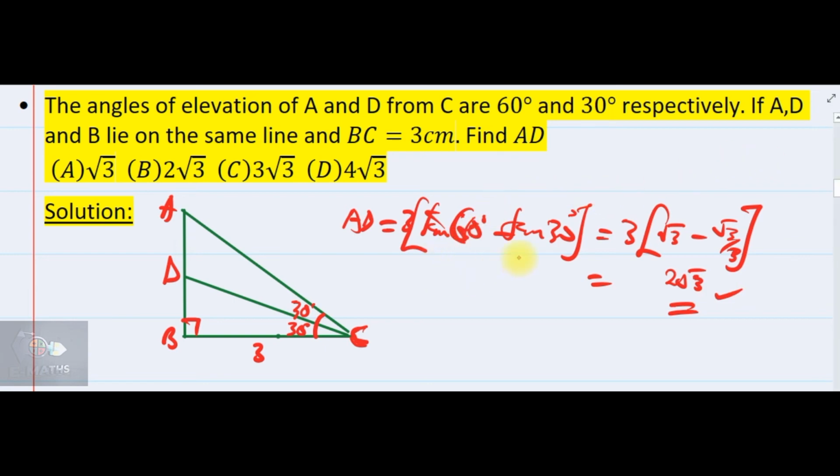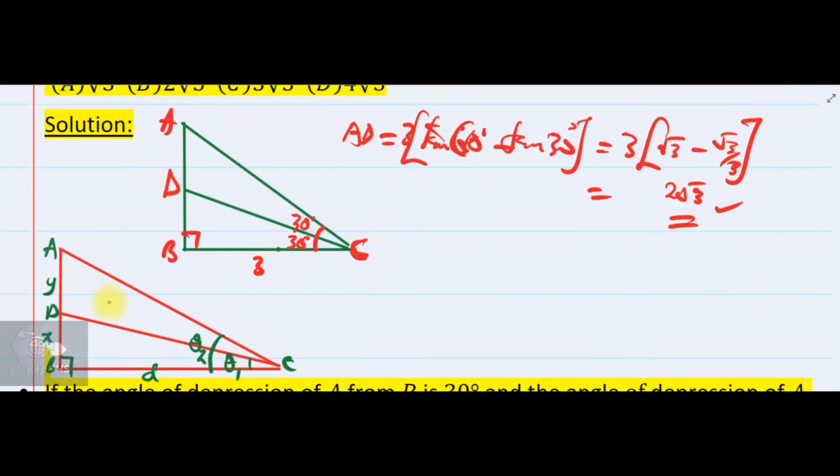You'll be wondering, how come I solved this without wasting time? Okay, let me prove why the answer is that. Let me show you why I have this formula: 3 times tan 60 minus tan 30. This is just the replica of this diagram, so from here we'll apply the first one, taking this first triangle.